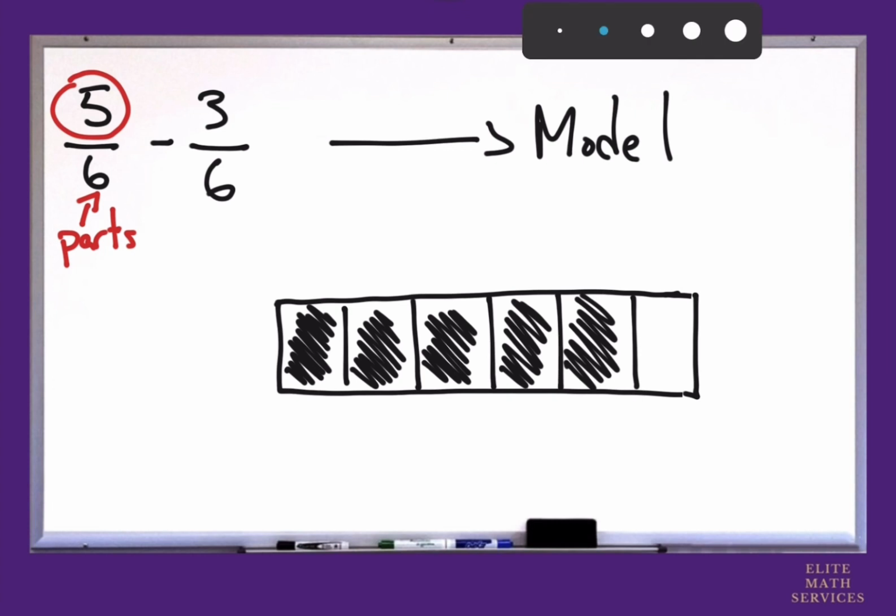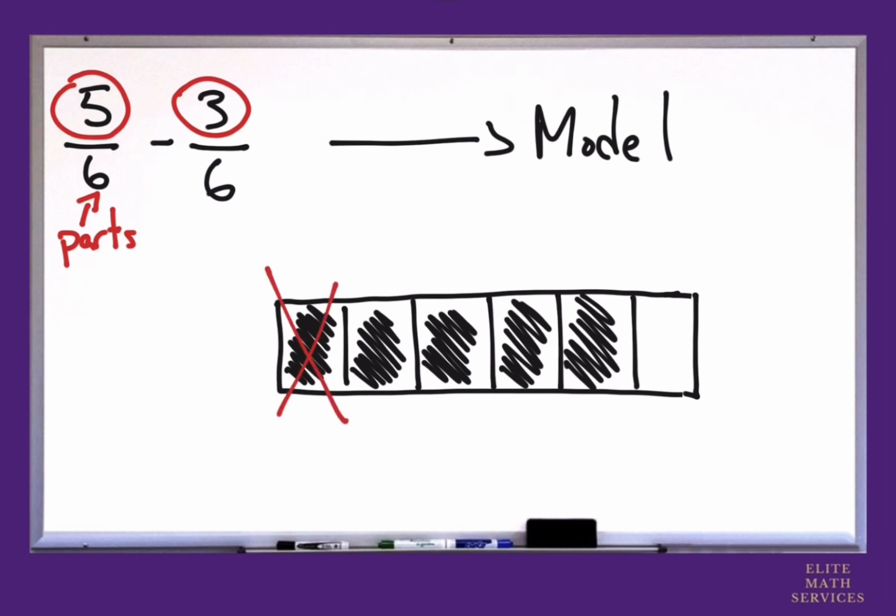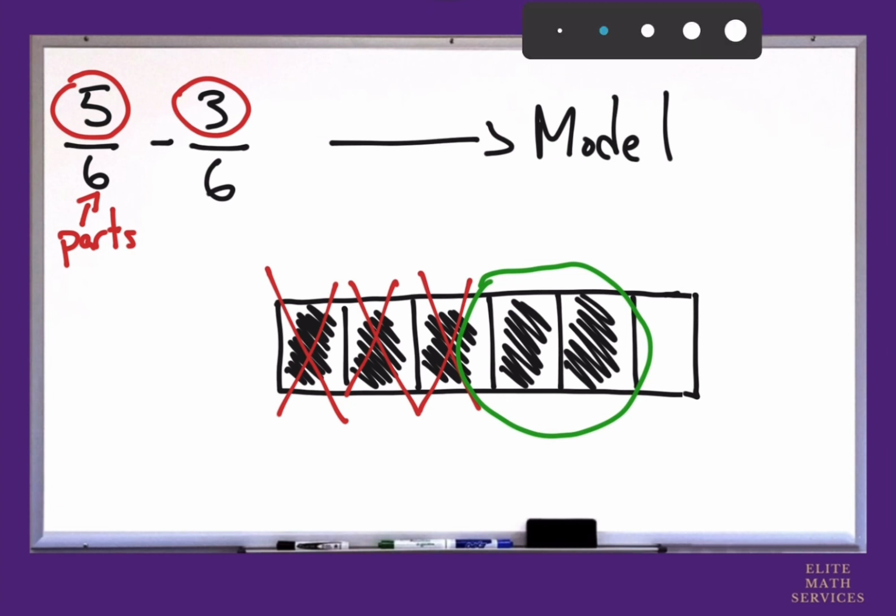So out of these 5 shaded parts, we're going to subtract 3. We're going to put an X over 3 of the shaded parts. Now, once we do that, our answer is the remaining shaded pieces, which are 2. So 2 out of the 6 is our answer.